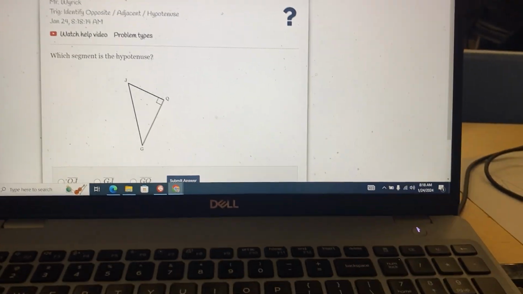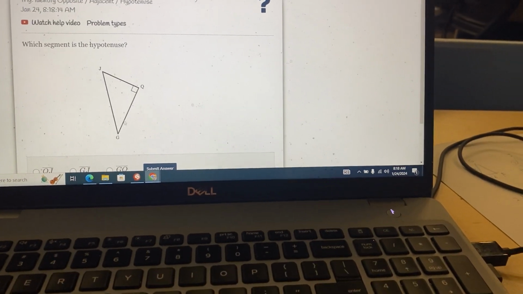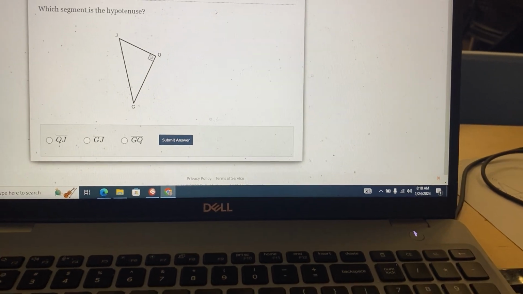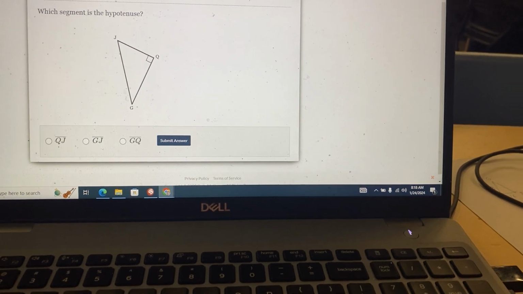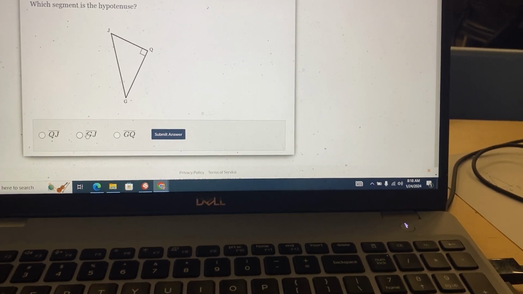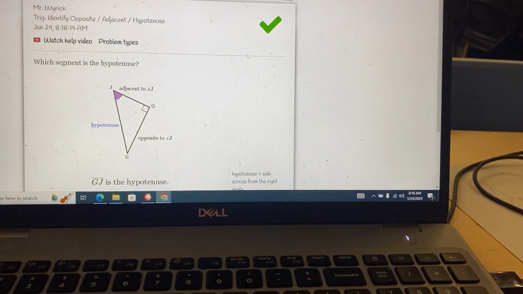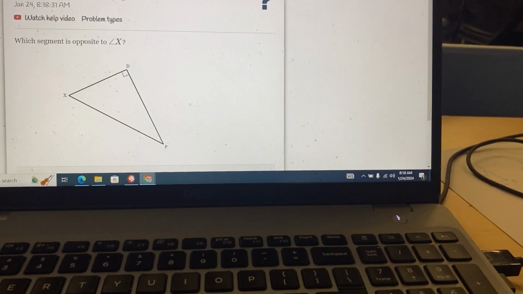Identify opposite, adjacent, and hypotenuse. On this one, it says just which one is the hypotenuse. Remember, that's across from the 90-degree angle. So that should be either JG or GJ, in this case, GJ. There's going to be a couple questions like this. There's no telling what you're going to get.